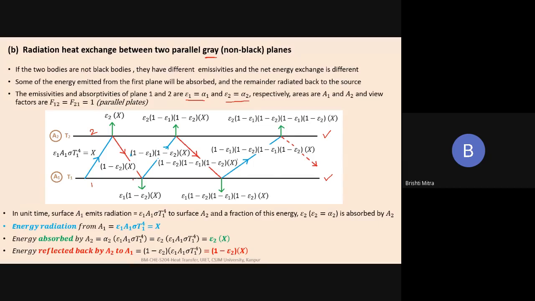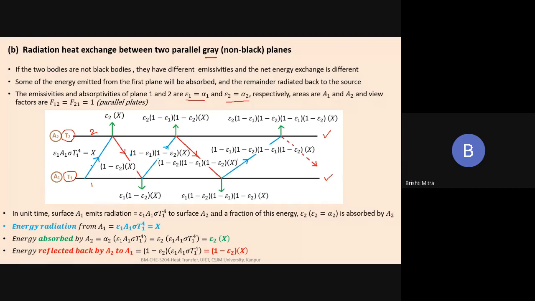So let us see what happens here. I have tried to put colors to these different lines, and the values associated with each of these colors, I've also tried to color code, so you will find it slightly easier to understand what I'm talking about. Now let us start from body 1, which has a temperature of T1 here, and body 2, which has a temperature of T2 here.